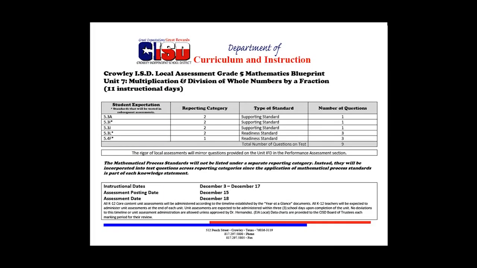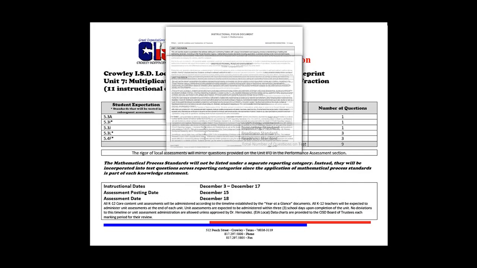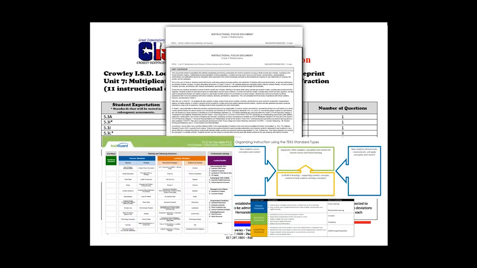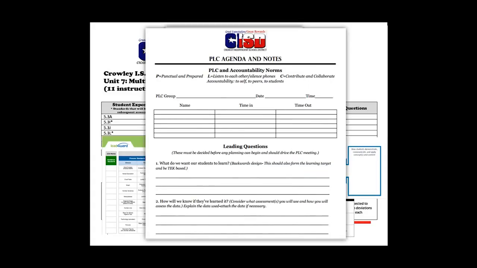Now take a moment to review the Unit 7 Local Assessment Blueprint. For today's PLC purpose, materials teachers will need are the Unit 6 and 7 IFDs, the Content Builder, the PLC for the Math PLC document, and the PLC agenda located on the CTL, as well as green, yellow, and blue highlighters.